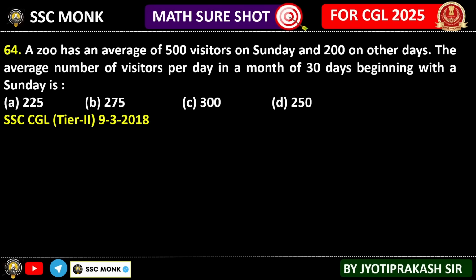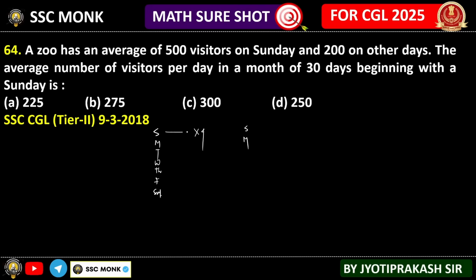A zoo has an average of 500 visitors on Sunday, 200 on other days. The average number of visitors per day in a month of 30 days, beginning with Sunday, is what? See, Sunday, Monday, Tuesday, Wednesday, Thursday, Friday, Saturday. 7, 4 times, 28, Sunday and Monday, 30.